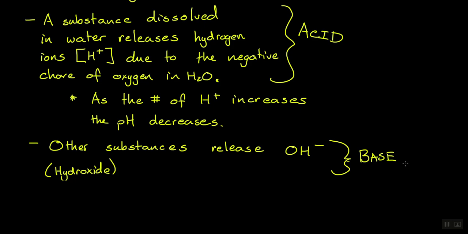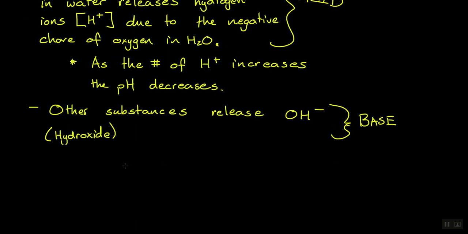Okay. So we're either going to release hydrogen and become an acid, or we're going to release hydroxide and become a base. Those are the two options. Now, similar statement. As the number of these hydroxide ions, OH negative, increases, the pH, and we're going to just deduce this. If I release a bunch of H+, it becomes a lower pH value.